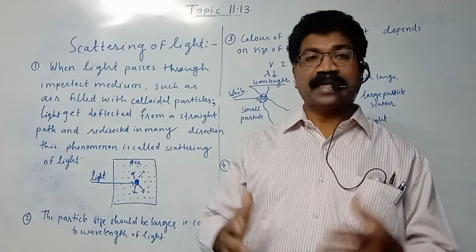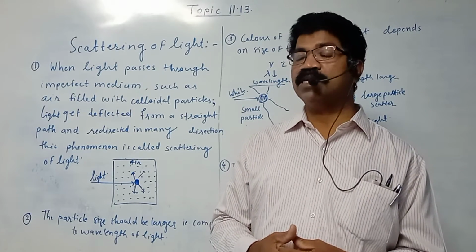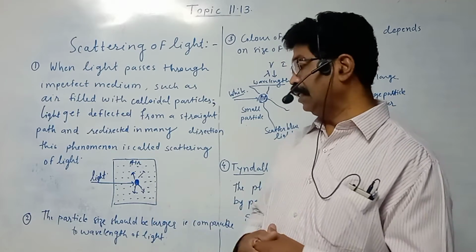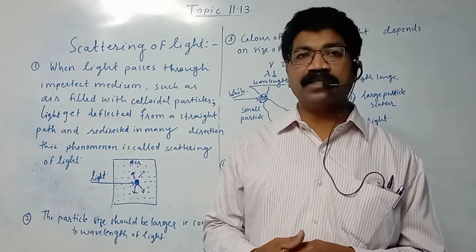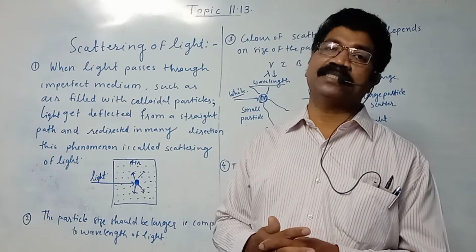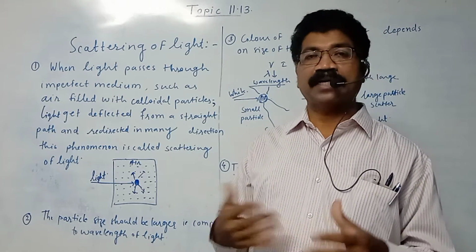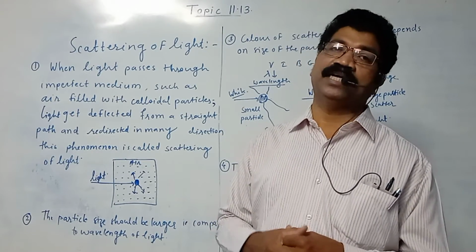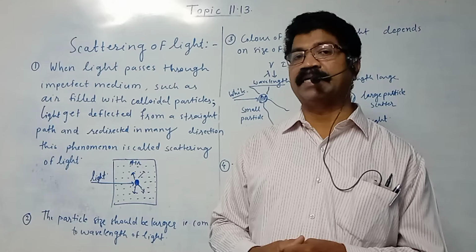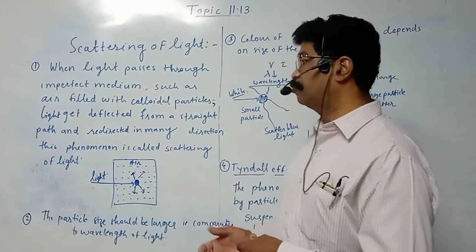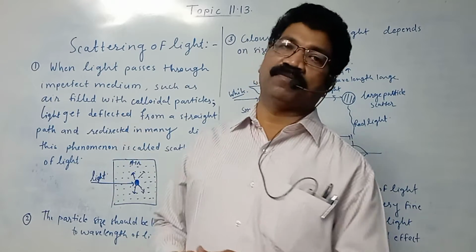For scattering of light, what should we observe? The size of the particles should be larger. How much larger? It should be comparable to the wavelength of the light that is scattered. Then scattering will take place. So particle size should be larger to observe the scattering phenomenon.